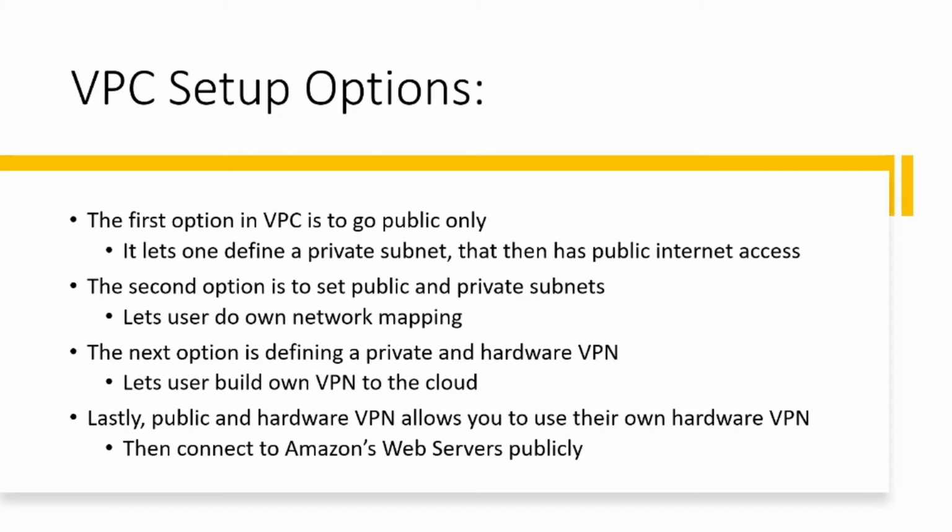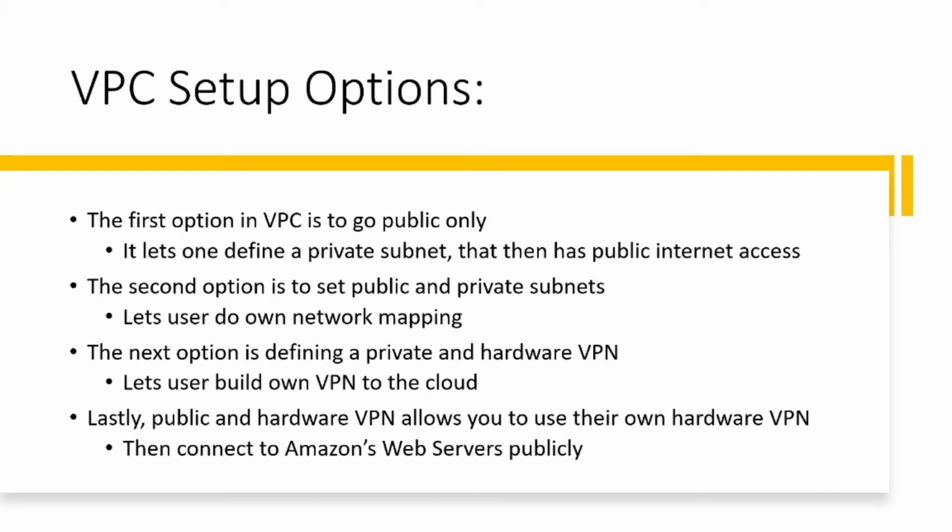The next option is defining a private and hardware VPN. So this is going to let a user build their own VPN to the cloud, essentially completely isolated from Amazon's environment. Like, you're still using Amazon Web Services, right? But you're not on their network. You're not using their cloud. You're connecting your own VPN, which connects to the cloud.